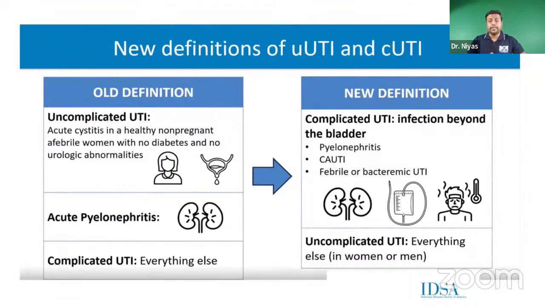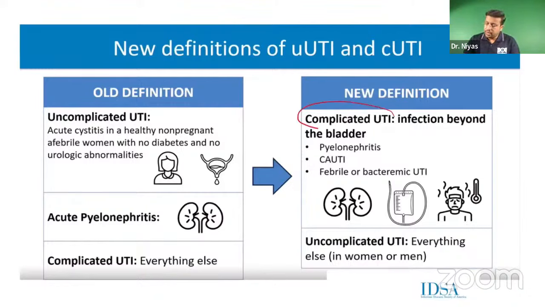Now, this definition you should also understand. There was something called complicated urinary tract infection previously. Previously, we used to define uncomplicated UTI as acute cystitis in a healthy, non-pregnant, afebrile woman with no diabetes and no urological abnormalities. Now, this definition has completely changed. The definition of complicated and uncomplicated has changed in the recent ID Week, the international conference of the IDSA, that is the Infectious Diseases Society of America. This new definition has come.